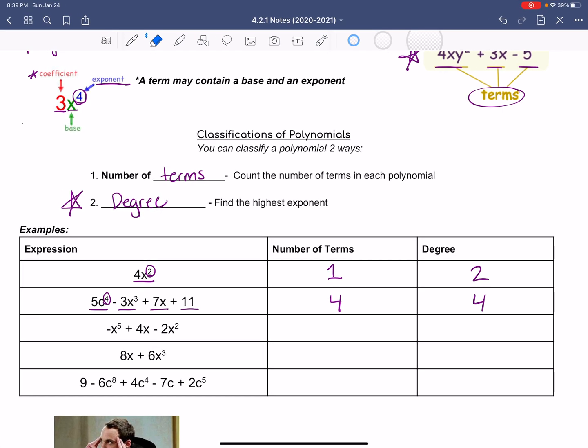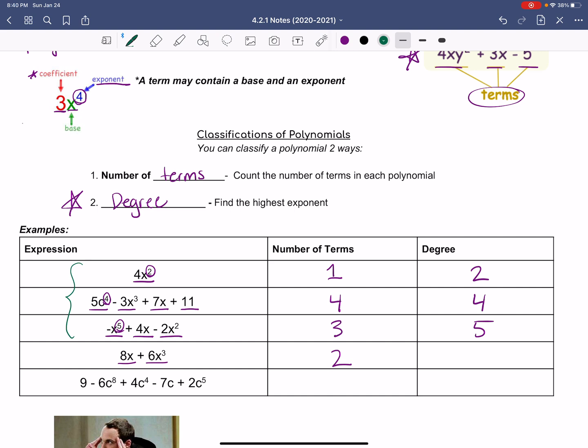Here we have 1, 2, 3 terms. And our highest exponent here would be 5. So we have a degree of 5. All right, this next one's a little bit weird. Now we have 1, 2 things separated by a plus, or 2 terms. And if you look at all the other examples, these first 3 examples, the degree was always the first exponent.